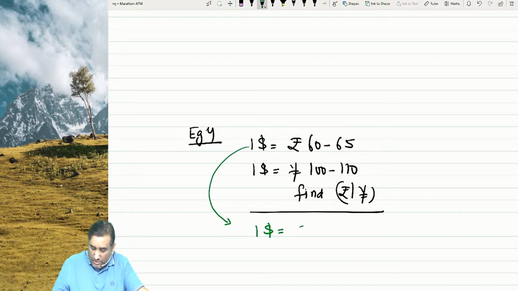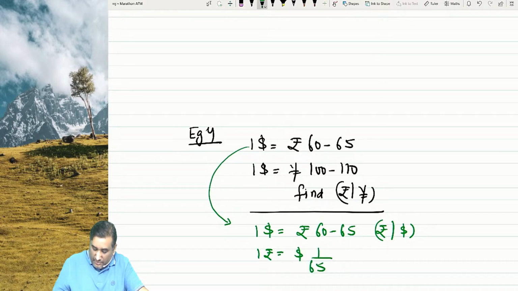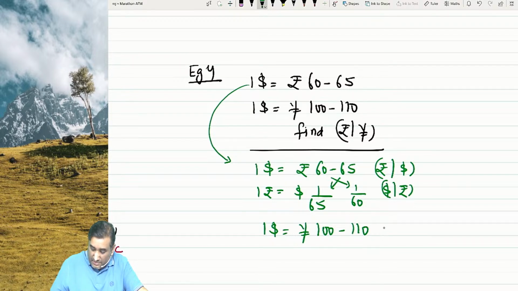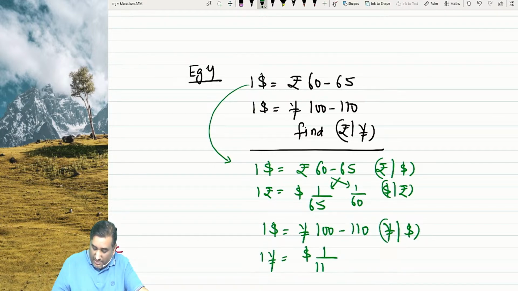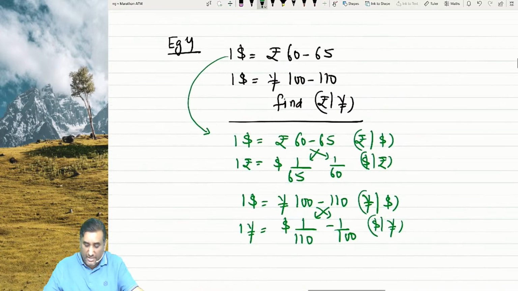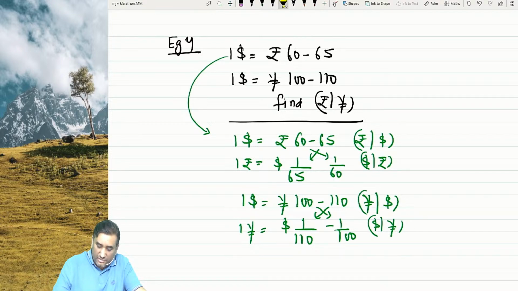So what does it mean? I'll put always $1 is equal to rupees 60, 65. This will be read as rupee per dollar. Then I'll put 1 rupee is equal to dollar, the cross, 1 by 65, 1 by 60. This will be dollar per rupee. And then I have $1 is equal to yen 100, 110. That is yen per dollar. And synthetic would be 1 yen is equal to dollar 1 divided by 110, 1 divided by 100. One rate is given, create a synthetic rate.